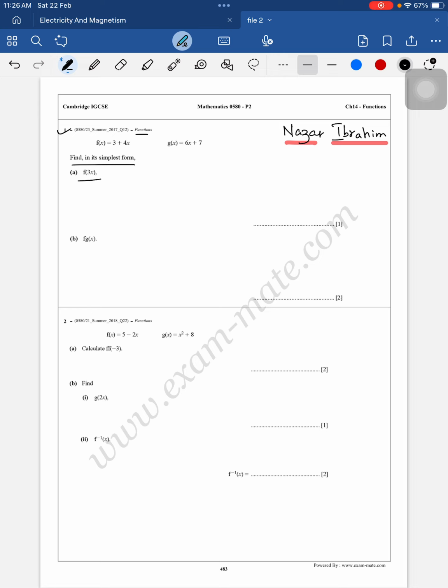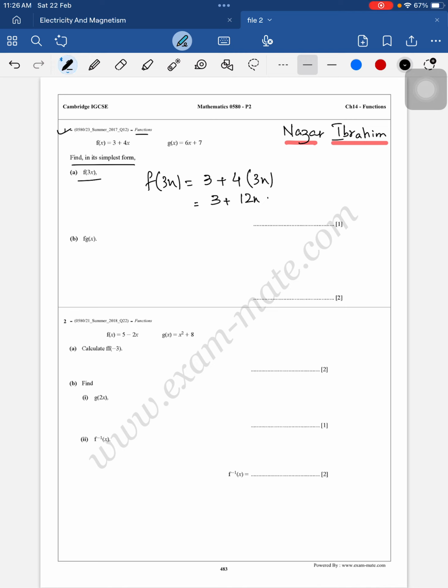Now what we need to find out is the value written inside the brackets, like written over here is x, and so our function in form of x. If we are asked to find a different value, we'll just substitute in place of x in the given function. So f(3x) is equal to 3 + 4, and in place of x I will put 3x. So 3 + 4 times 3 is 12, 12x. That's the answer. Clear? Okay.